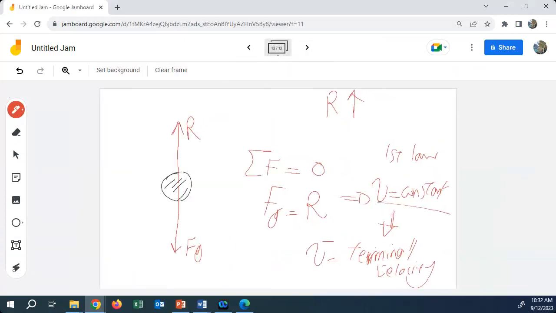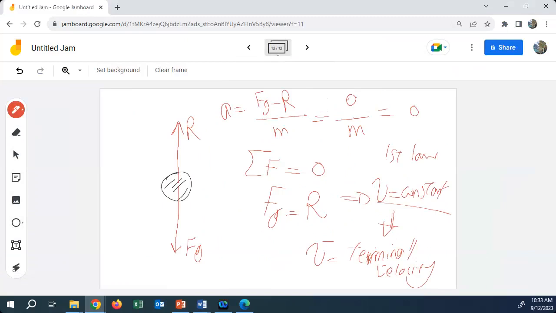At this point, see, the acceleration is Fg minus R divided by m. What is the Fg minus R? Gravity minus R is 0, because they are the same. So this becomes 0 divided by m, so the acceleration becomes 0. And it makes sense because the object moving with the terminal velocity, with the constant velocity, definitely the acceleration is 0.